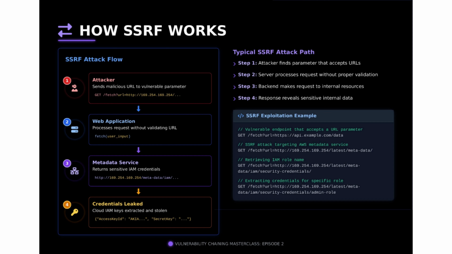Let's walk through the flow. Step 1. The attacker finds a field that accepts a URL. Step 2. The app dutifully fetches that URL, no questions asked. Step 3. Instead of a safe external site, the request goes to the cloud's metadata service. Step 4. Boom. Out comes sensitive credentials like IAM keys. One unvalidated URL turns into a golden ticket for cloud access.